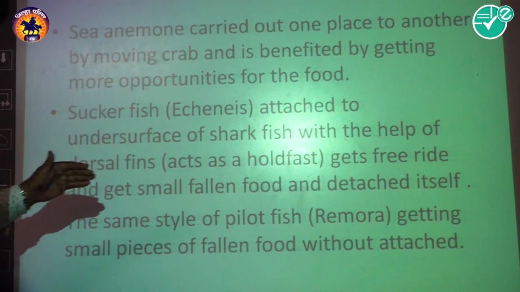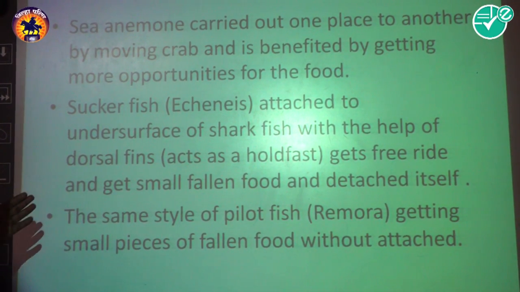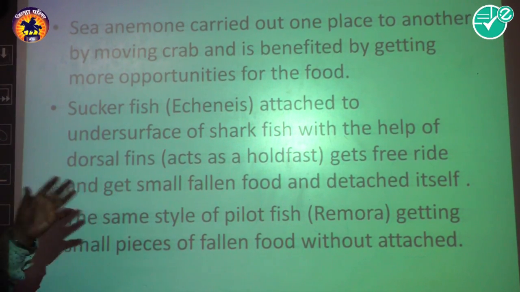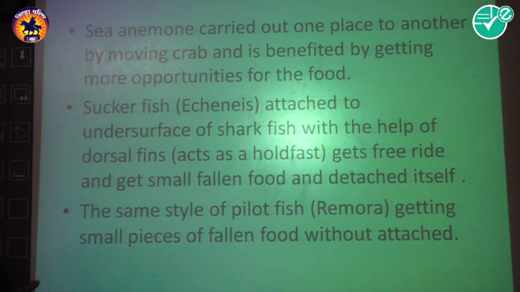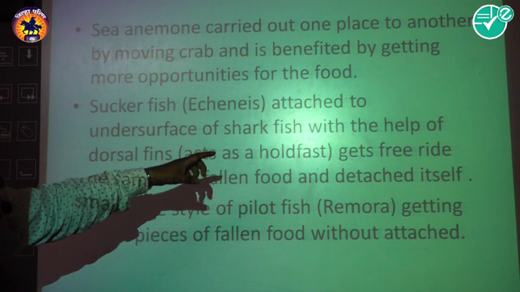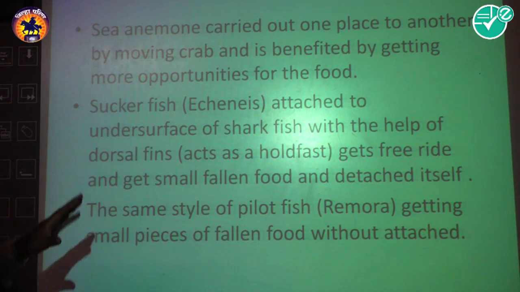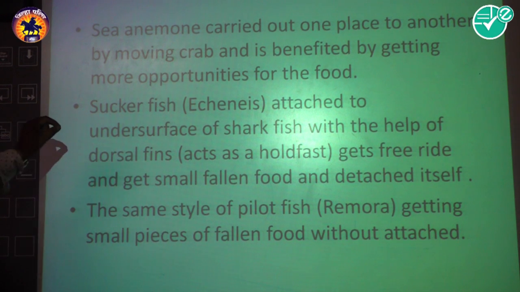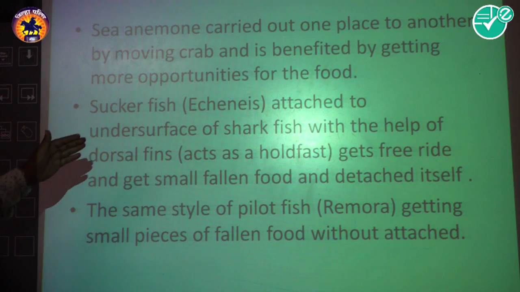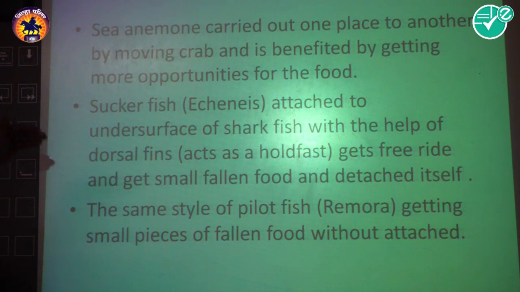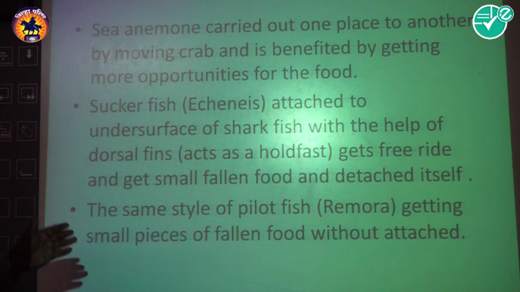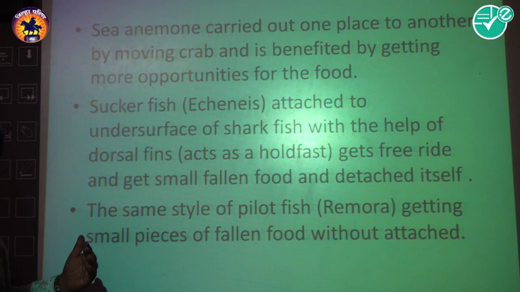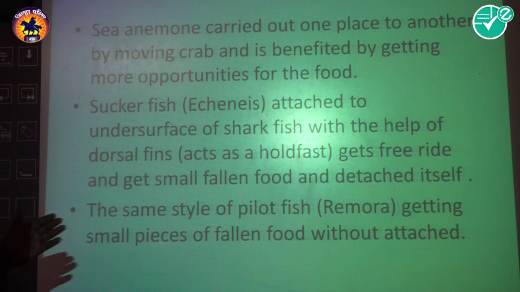Akin is attached to the under surface of the shark. This type of fish is called a sucker fish, attached to the shark fish with the help of the dorsal fin. Dorsal fin की मदद से ये sucker fish बड़ी मछली, जिसको हम शार्क फिश कह रहे हैं, उससे अटैच होगी एंड गेट्स फ्री राइड. ये एक जगह से दूसरी जगह जाने के लिए इसका इस्तेमाल करेंगे.